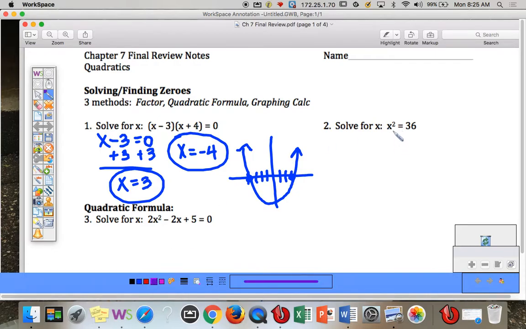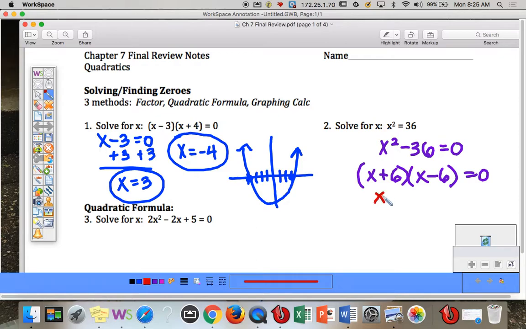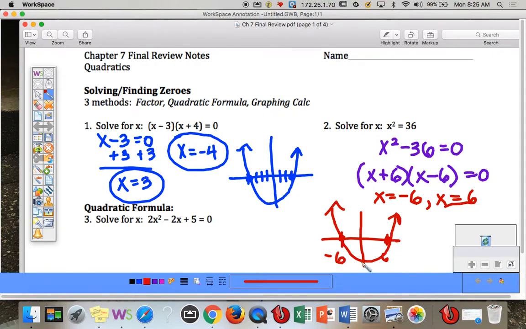Let's try the next one. x squared, I'm going to subtract 36 from each side to get 0 on one side. We can factor that. This is a difference of squares. This is x plus 6, x minus 6 equals 0. And there are two zeros, again, for this quadratic, negative 6 and 6. So if you were to graph that, at negative 6 and at positive 6, you would see x-intercepts. It might look something like this.